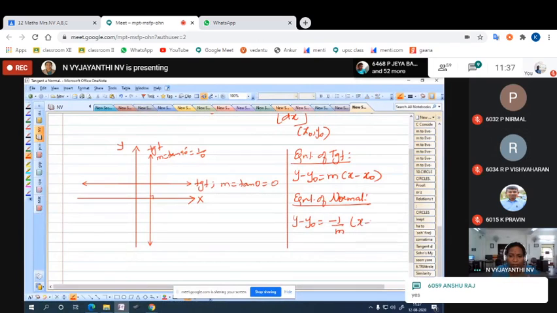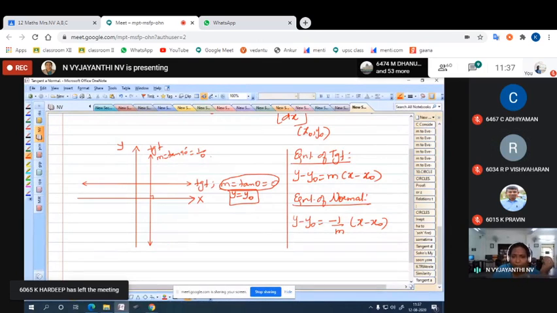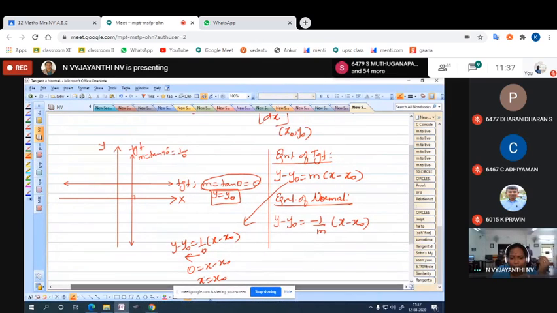Open your mouth and speak. Yes, ma'am. y minus y naught equal to minus 1 by m into x minus x naught. So if slope m is 0, what will be the equation of tangent? y equal to y naught, isn't it? If m is equal to 1 by 0, then what will be the equation of tangent? x equal to x minus x naught. So we will have x equal to x naught.